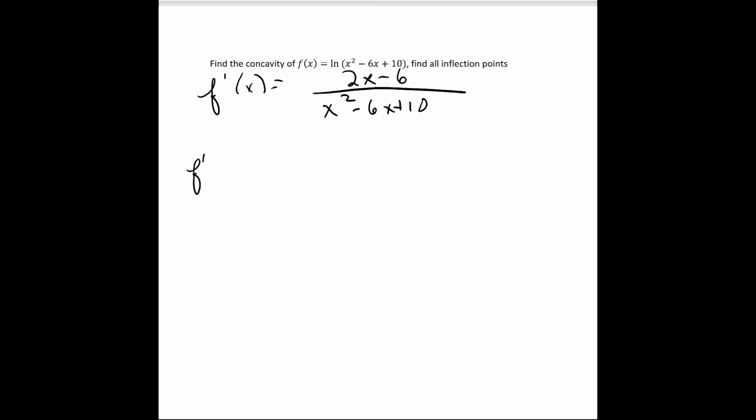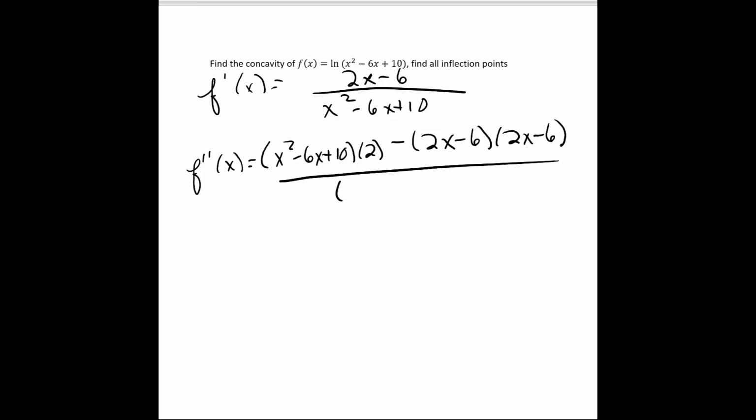To do the second derivative, we are going to have to use the quotient rule. So we have low, x squared minus 6x plus 10, d high, which is 2, minus high, 2x minus 6, d low is also 2x minus 6, all over the denominator squared.